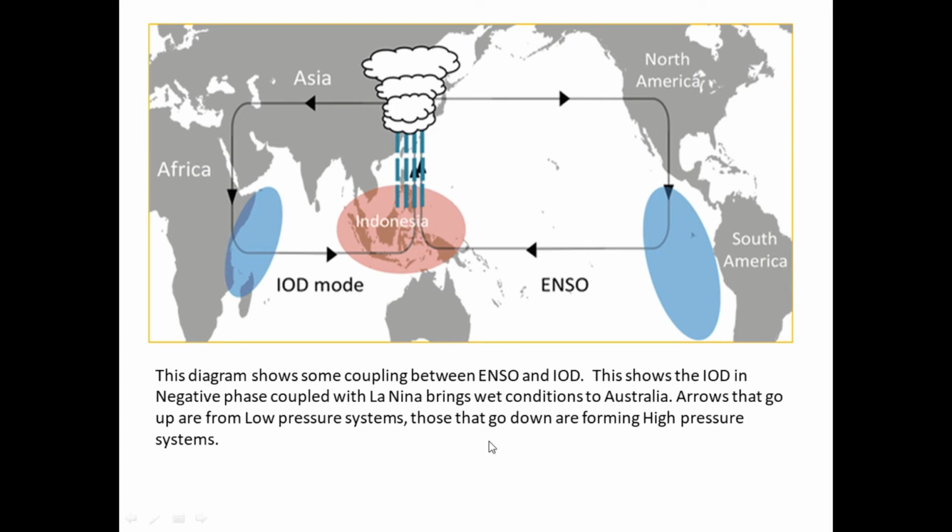And then you have ENSO coupled with La Nina, which brings the wet conditions to Australia. Arrows that go up are from a low pressure system. That's these guys here. Where they go down, they're forming high pressure systems. Right? High pressure system here, low pressure system here. And this Indonesian low, remember, during a La Nina shifts towards the west. El Nino, it would shift more eastward. Again, the coupling. Everything is tied together, global wide.